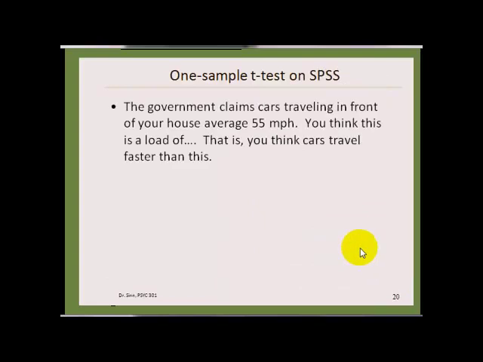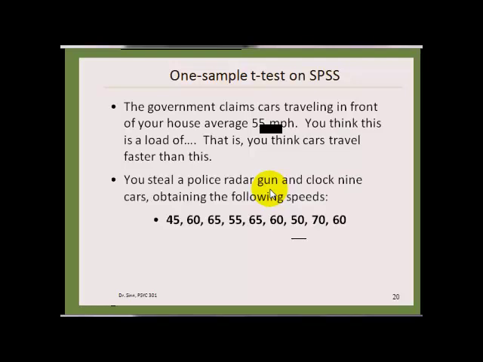Okay, and then let's work through an example of how it would work on SPSS. Again, let's go back to the cars example. The government claims that the cars traveling in front of your house are averaging 55 miles an hour. You think this is a load of donkey stuff. And so you steal that police radar gun, which you'll give back in due course, along with a thank you note. And you collect the speeds here, 45, 60, 65, and so on.